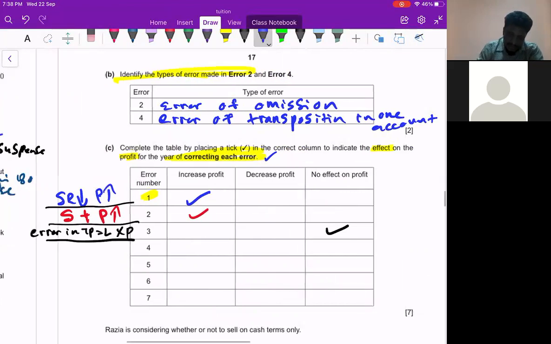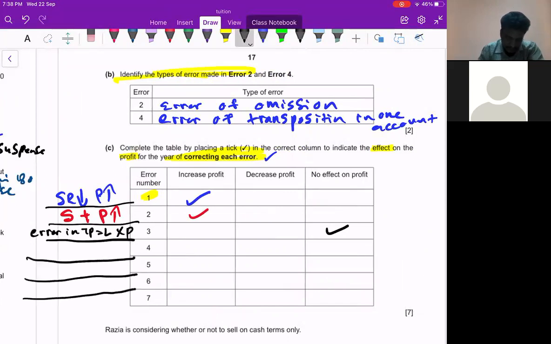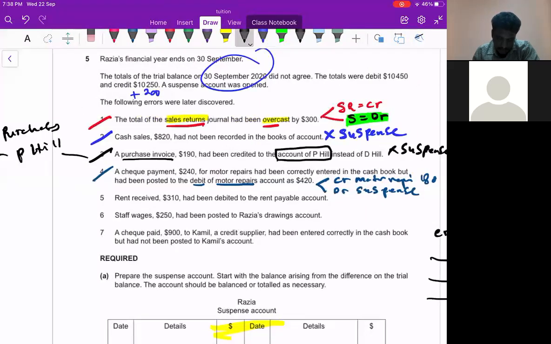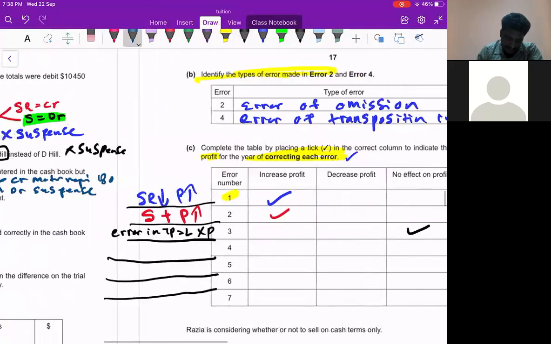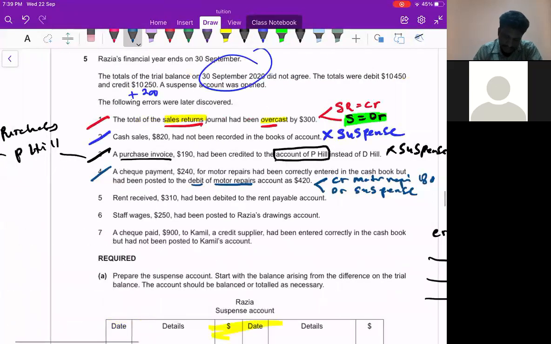Okay, next one. What happened to the profit? Your motor expenses are overstated. Now I will minus the expenses. If you minus the expenses, what happened to your profit? Expenses reduce means profit will increase. Okay, next one.